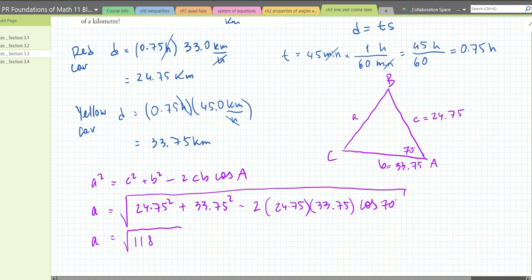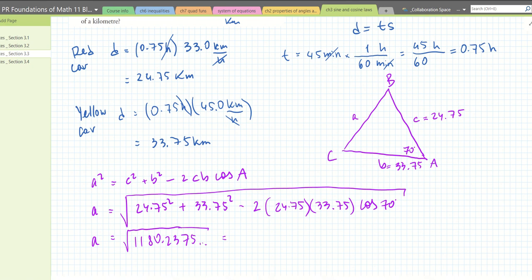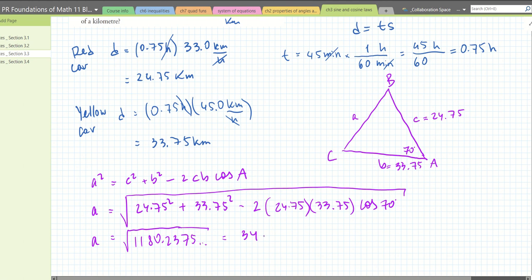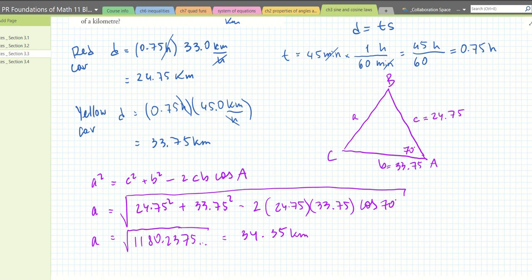So 1180.2375 and so on. Okay, so again, I wouldn't erase the answer, just take the square root, and we get 34.35 kilometers, which means that the two cars are going to be at this distance apart after 45 minutes of driving.